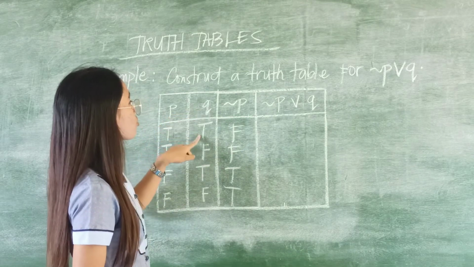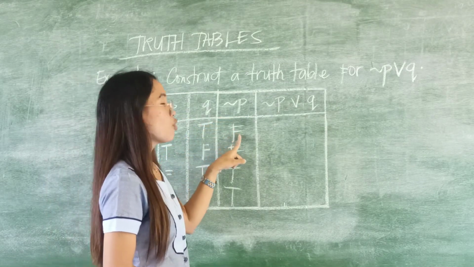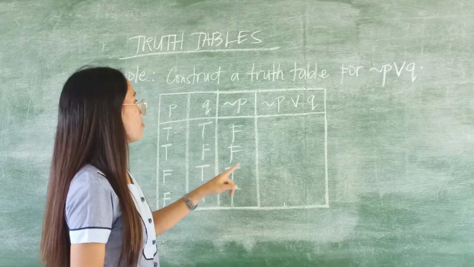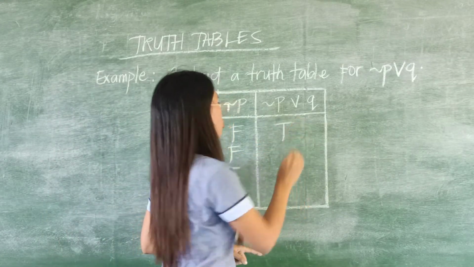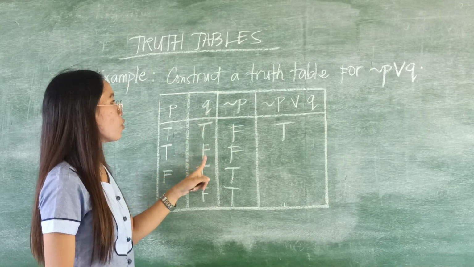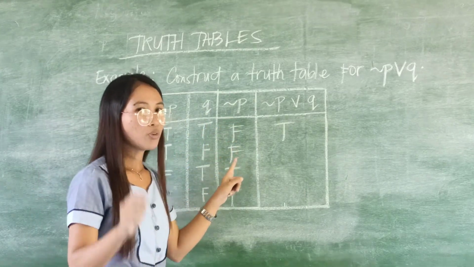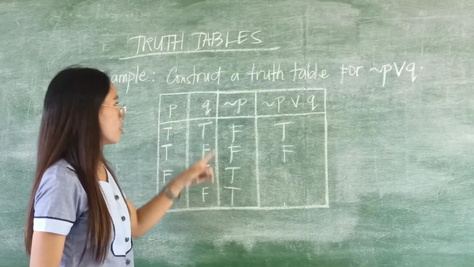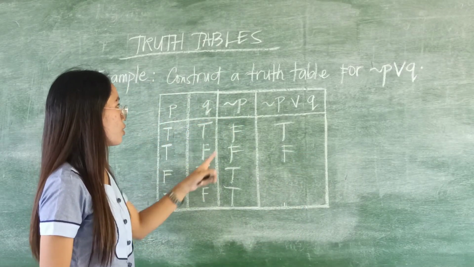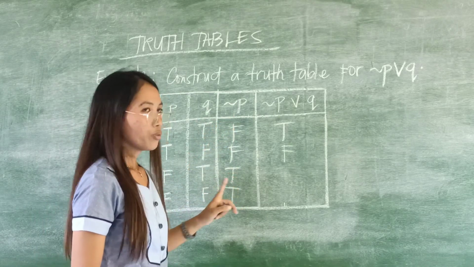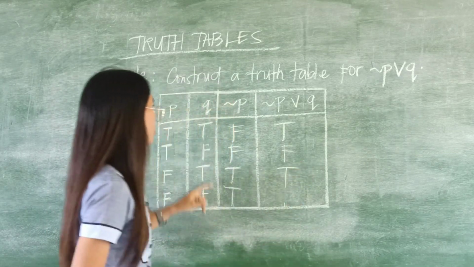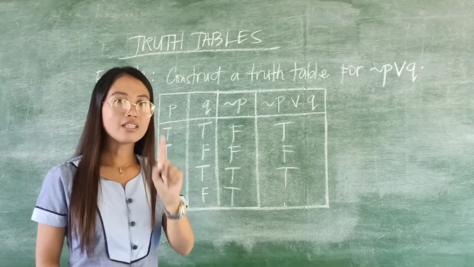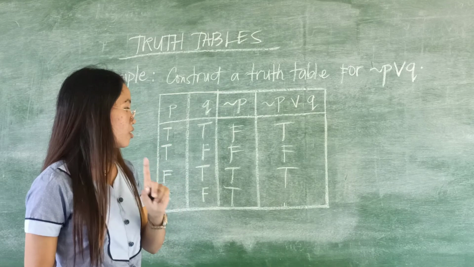Now let's have the values. We have Q true, negation P false, so we have at least one true statement. So this is true. Now, Q is false, negation P is false, so both propositions are false, then it is false. We have Q true and negation P true, so it is true. So Q is false, negation P is true, so we have at least one statement that is true again, then it is true.